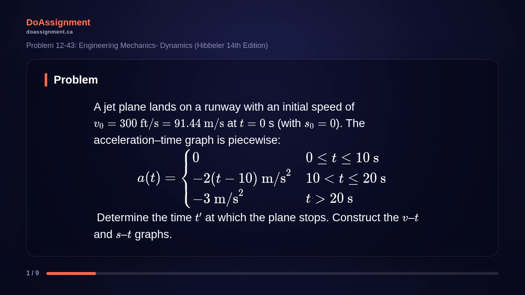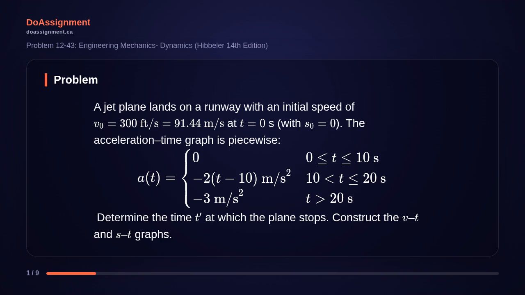A jet plane lands on a runway with an initial speed of 300 feet per second, equal to 91.44 meters per second, at time t equals 0, and initial position s equals 0. The acceleration versus time relationship is given in three pieces.